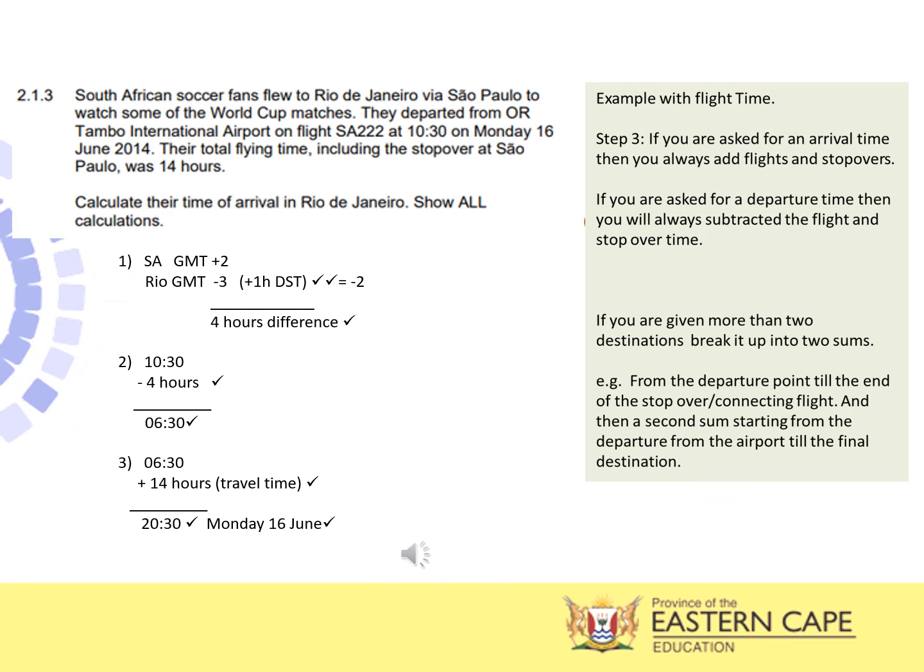If you are given more than 2 destinations, break them up into 2 sums. Example, from the departure point till the end of the stopover or connecting flight, and then a second sum starting from the departure from the airport till the final destination.